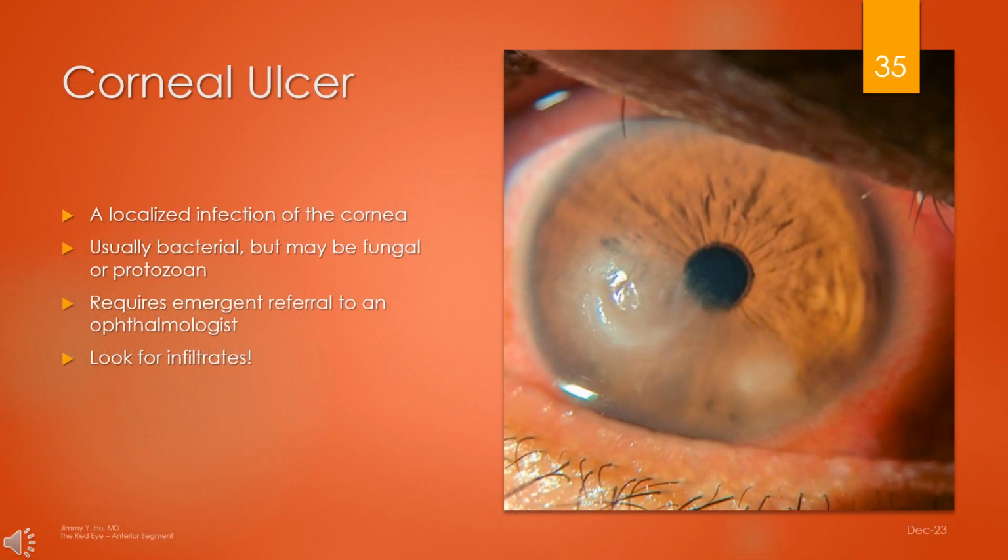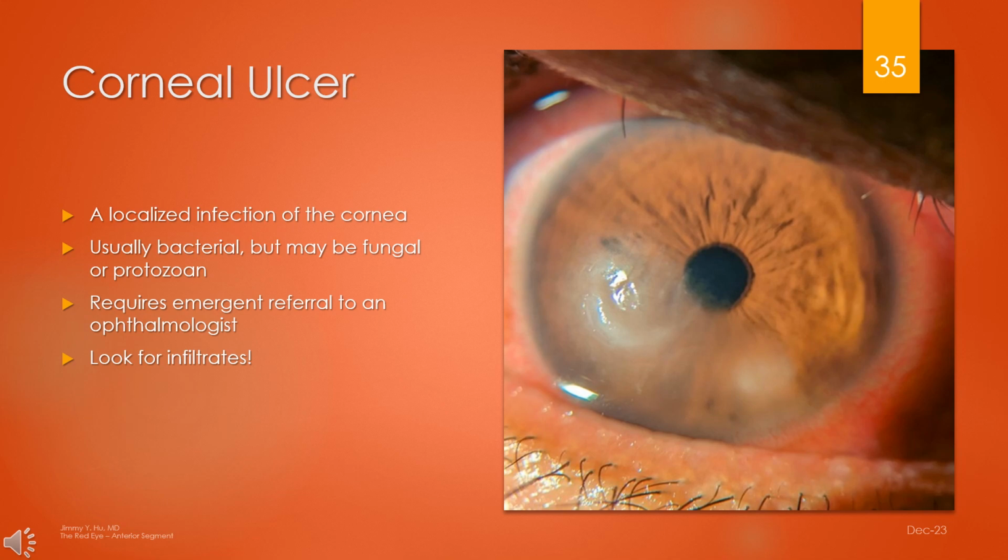So this is your corneal ulcer. This is a pretty severe but localized infection of the cornea. It's most often bacterial, but it can be fungal or protozoan, the main one being acanthamoeba. This requires emergency referral to an ophthalmologist. You want to specifically note that there are infiltrates, these fluffy white spots on the eye that involve the stroma.